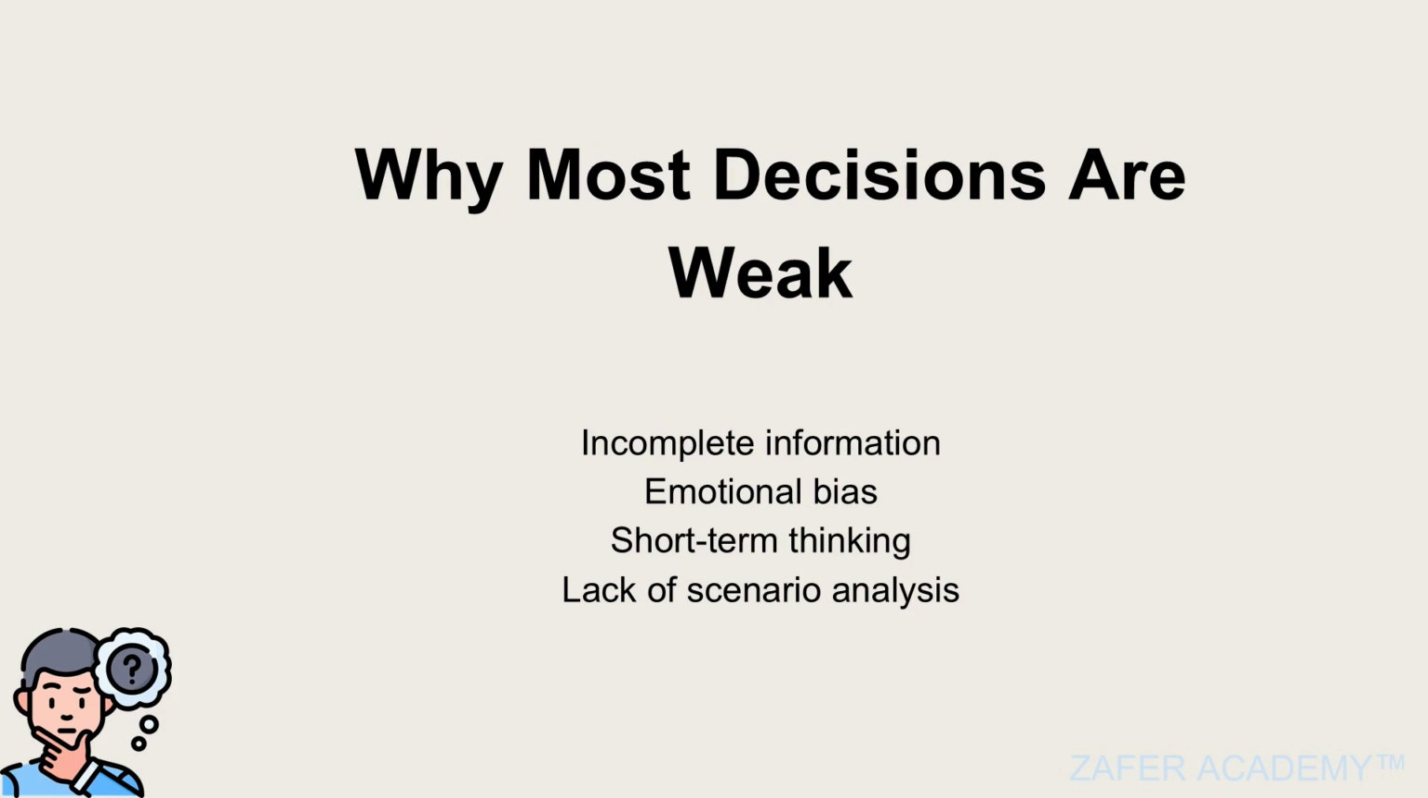Now, why are most decisions weak, right? Most decisions are weak because of incomplete information. You're trying to make a decision, and at the end of the day the decision goes sour. It may have been the best decision for you to have taken at that particular time, but because you did not have the complete information, the decision goes bad, right?